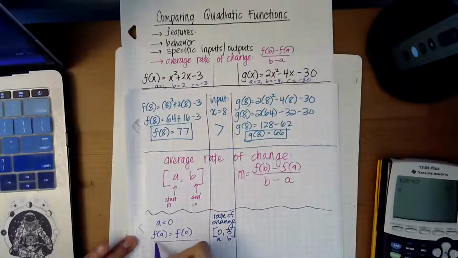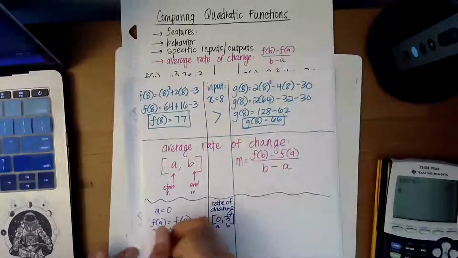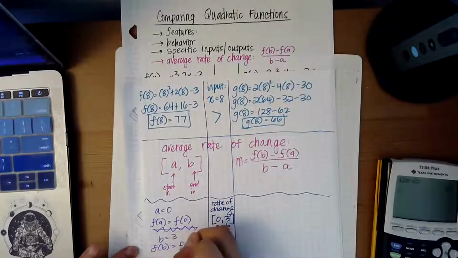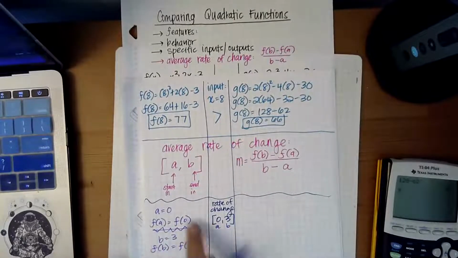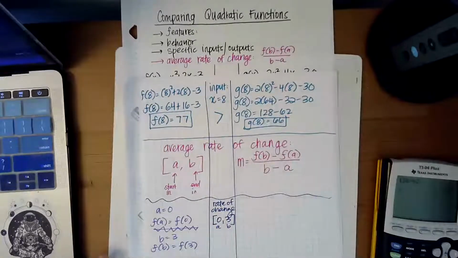And then I'm going to, just making sure that you don't think that's a division sign, I'm just putting little borders so you understand. B is going to be 3, which means that f of B is going to be f of 3. So I need to figure out these values first so I can plug it into the formula and find the average rate of change.